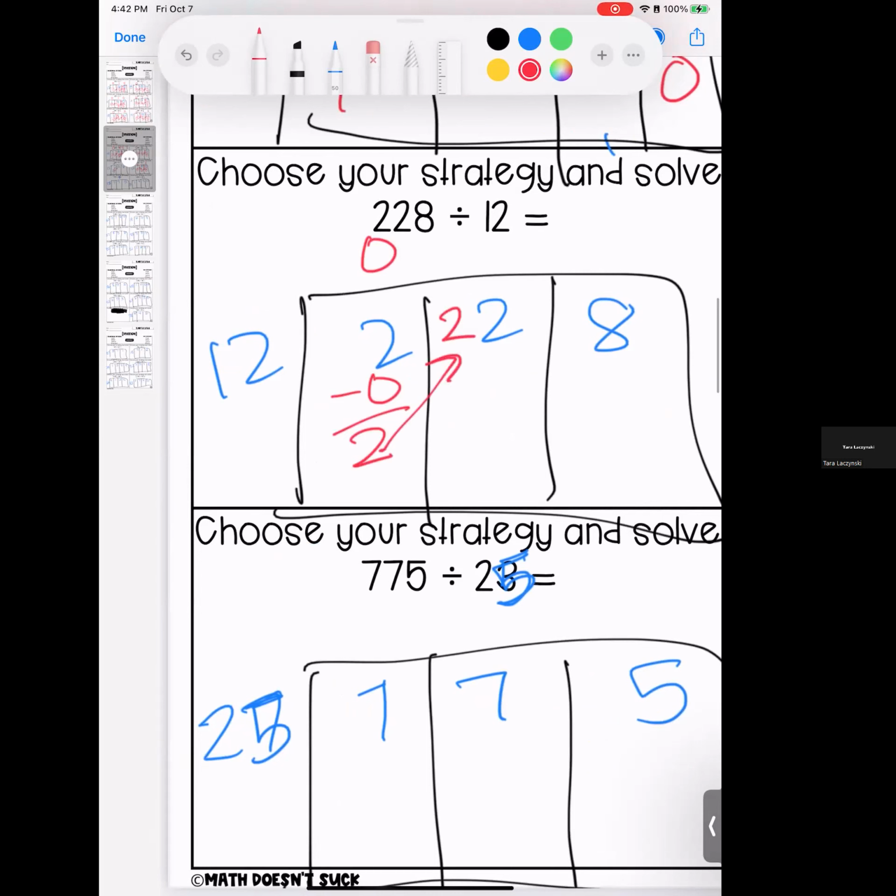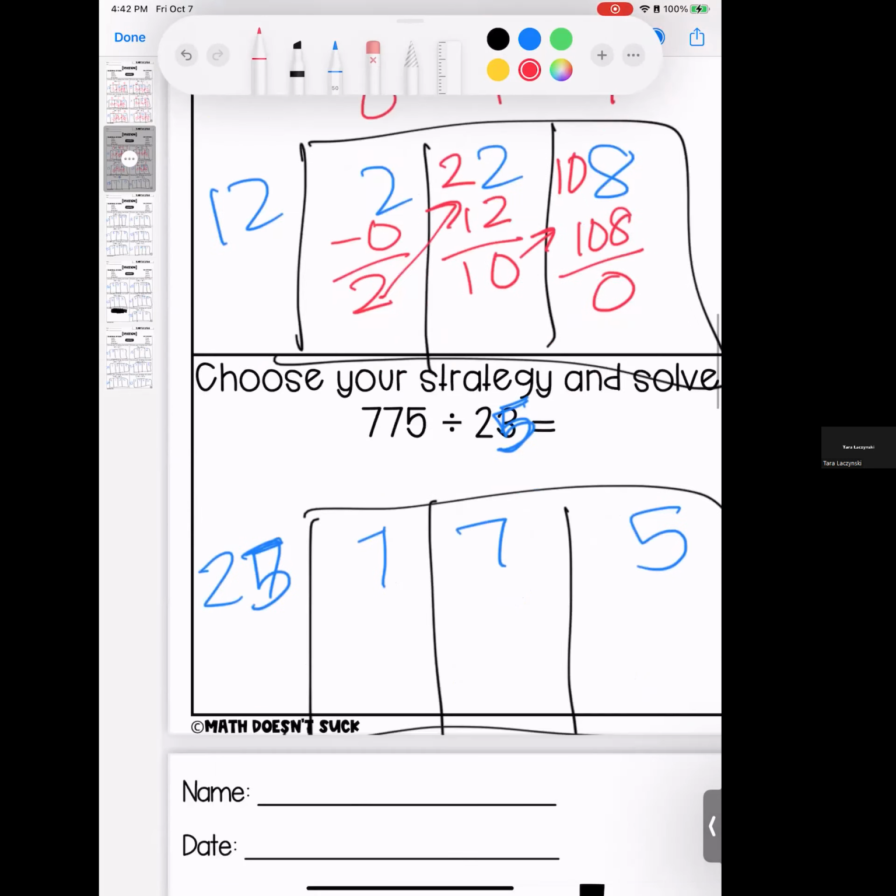All right, 12 is going to go into 22 one time. That's the closest we can get. When we subtract, we get 10, but 10 is smaller than 12, which means we are on the right track. We're going to bring the whole 10 next door. 12 goes into 108 9 times with no remainder. I know that was a little strange to bring a 10 aside. We're not used to bringing a number that big, but our problems are getting bigger, and so is our brain.